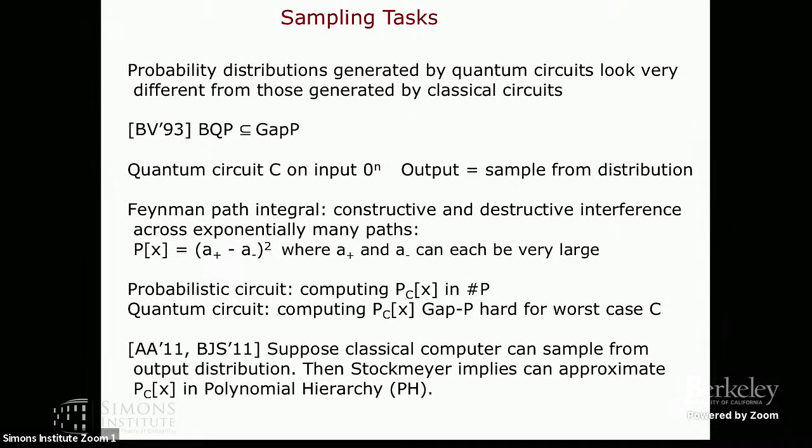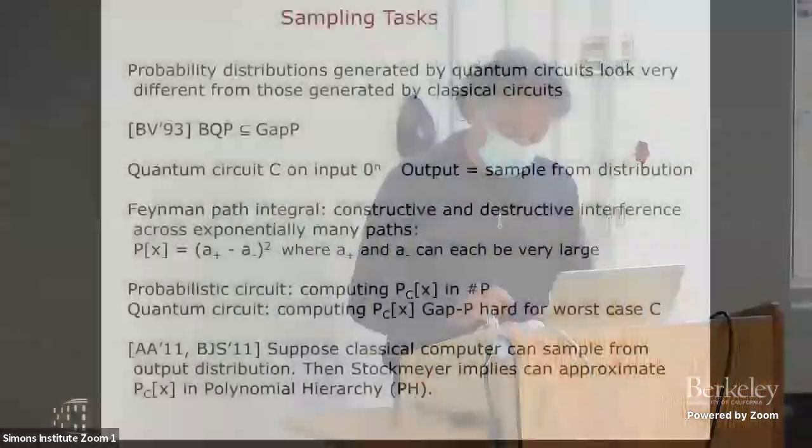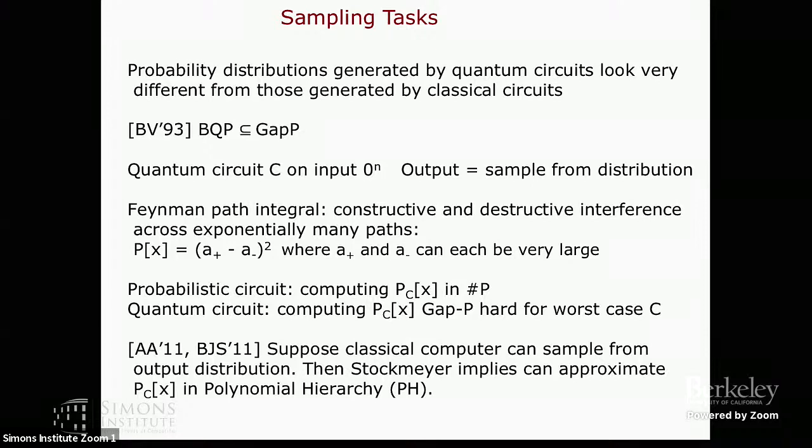Okay, so now how do these sampling tasks go? Of course we knew from the early days of quantum computing that this is what quantum computers are good for. And in fact, they sample from probability distributions, and even the most basic thing you do with them is Fourier sampling. So that's what comes very naturally. Right, but there's also this sense in which probability distributions generated by quantum computers look very different from those generated by classical computers, and this was somehow clear in this proof that BQP lies in GapP.